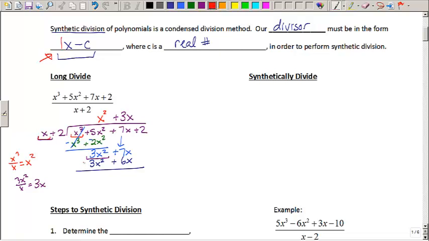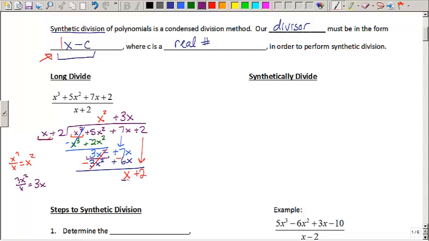Now I'm going to subtract. But instead of subtract, I'm going to change both of their signs. I want to subtract both the first term and the second term. 3x squared minus 3x squared goes away, like it should. 7x minus 6x is 1x. Drop down the last term and repeat.